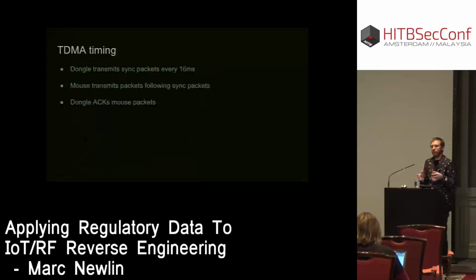So we have an idea of what the packet format is for both the mouse and the dongle. And now we want to verify what the timing is. So the assumption here, based on the spectrogram, is that we have the dongle transmitting packets every 16 milliseconds. Just following every dongle packet, the mouse has an opportunity to transmit a packet. If it does, the dongle then acts a few hundred microseconds later. And so knowing this behavior, we can then potentially build a fuzzer, start transmitting, etc.